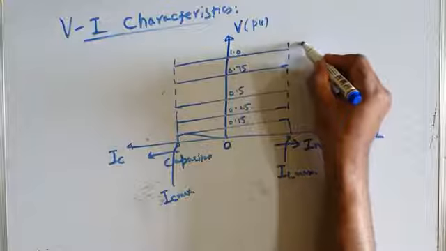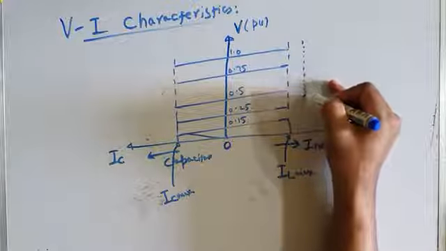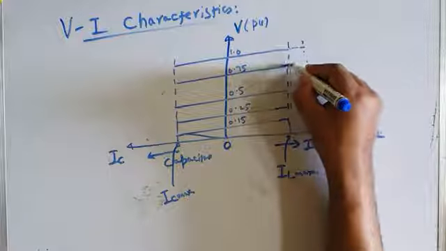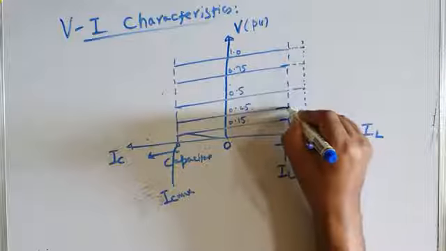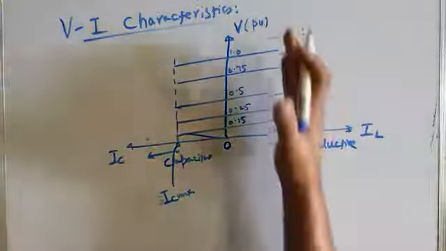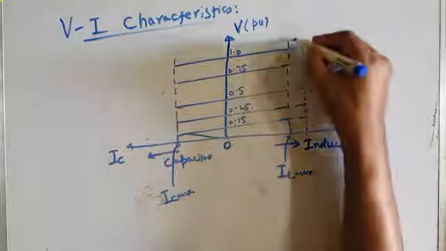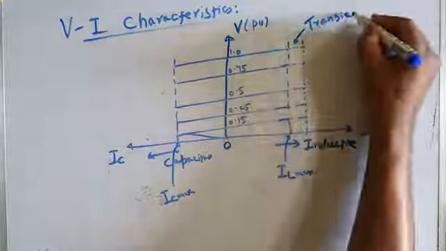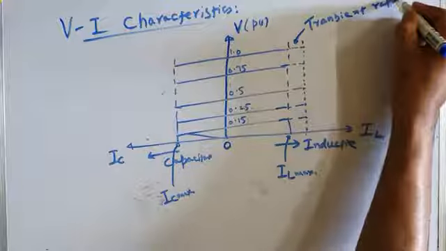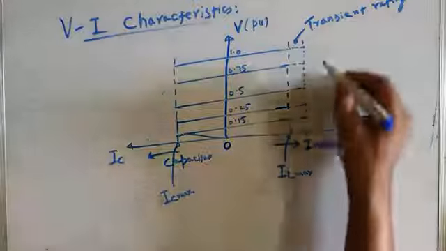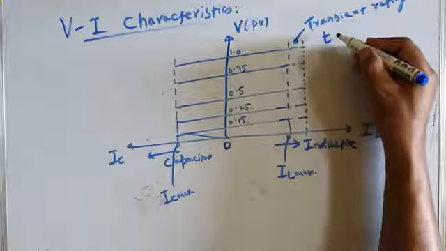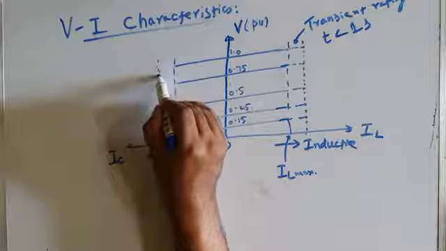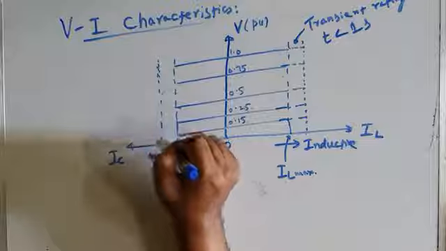And the Statcom has some transient rating also. I mean, for a small period, it can supply the reactive current more than its maximum rating current. This is called transient rating. From here to here, it has got transient rating, and it can supply the inductive current greater than IL max for t less than 1 second. Similarly, in the capacitive mode of operation also, it has some transient rating.